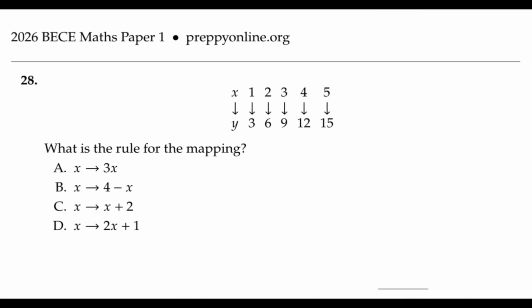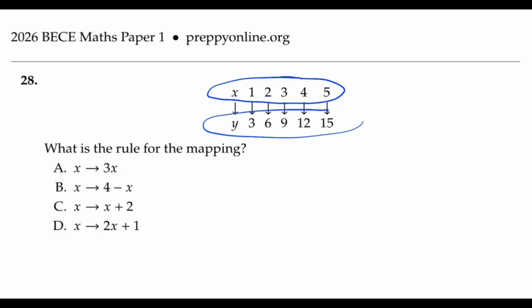Question 28. So here we have a mapping where the numbers in the top row are mapped to the numbers in the bottom row. So x goes to y, 1 goes to 3, 2 goes to 6, 3 goes to 9, and so on. And the question is, what is the rule for the mapping? Well, here we have to watch carefully and see what is going on. What do we do to the numbers at the top to get the numbers at the bottom? And I hope you've seen that we multiply the numbers at the top to get the numbers at the bottom.